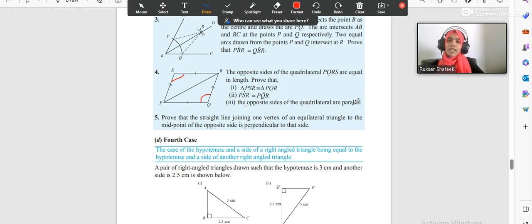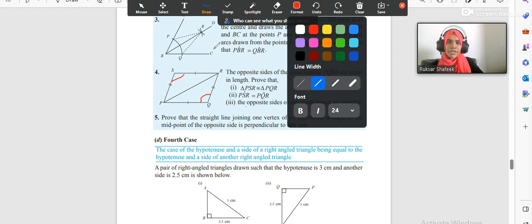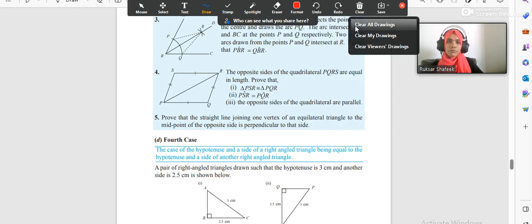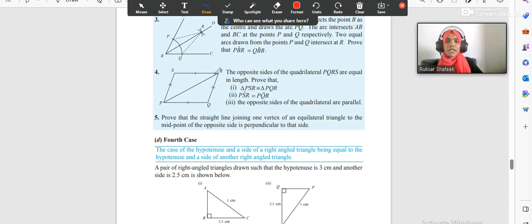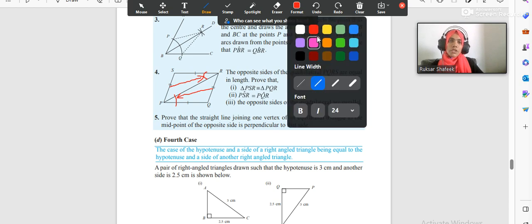Now to do this, there are actually many ways that we can prove that the opposite sides of the quadrilateral are parallel. One thing that we can put in is, let's say for example, SRP, opposite to this side, and opposite to this side is this angle here. So if you look at this, SRP is equal to QPR. Why? Corresponding elements of congruent triangles.